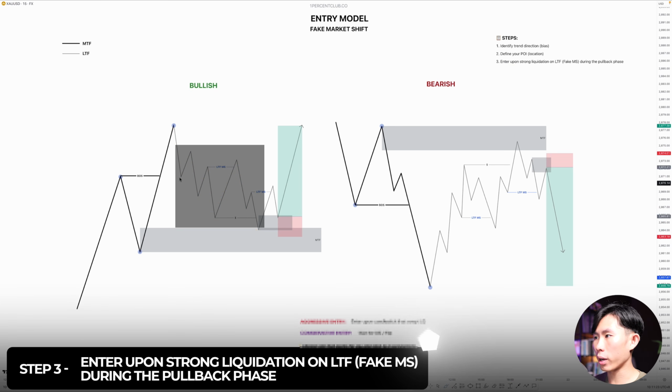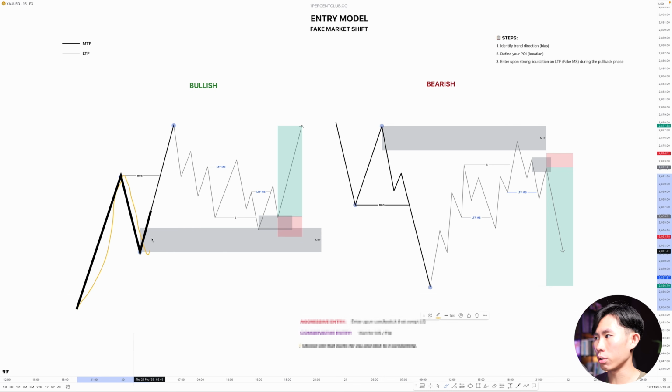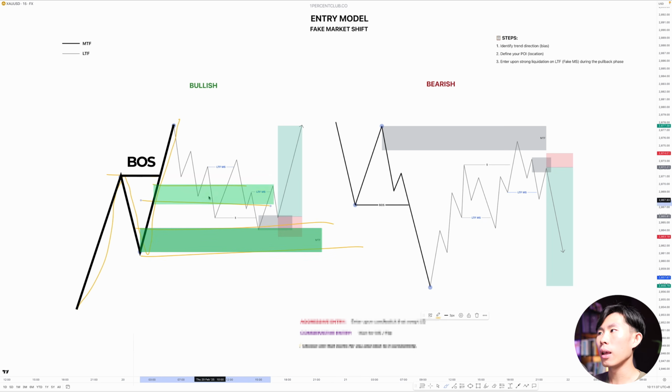Okay, so just a quick recap. The first thing is to identify a trend direction, right? So in this case, we saw that this is the bullish break of structure, and now we are anticipating price to pull back. And where is price going to pull back to? That is where we have to mark up our point of interest. We see that there's our demand zone right here, potentially another demand zone right here, and now we want to wait for price to pull back and mitigate either one of these demand zones. And then once it does, we want to look for our entry model, which is our fake market shift entry model itself, right? So in this case, price started pulling back.